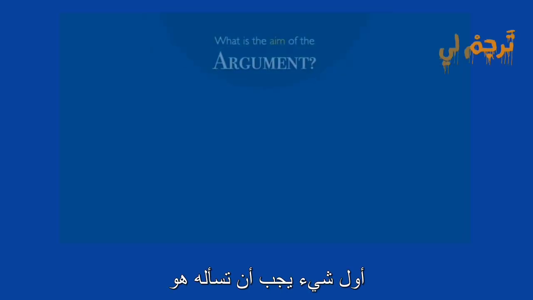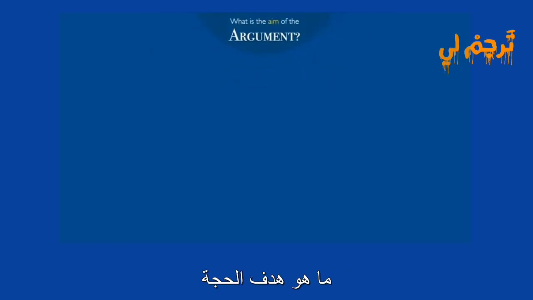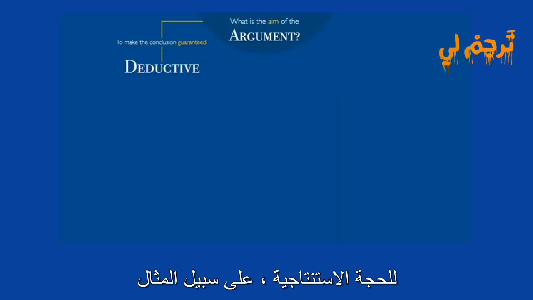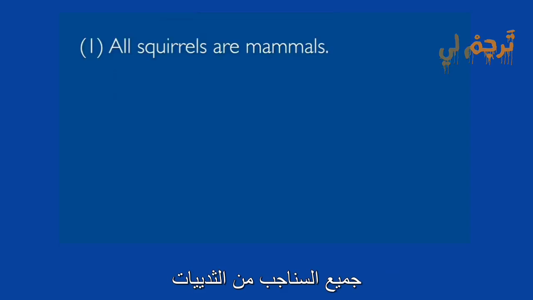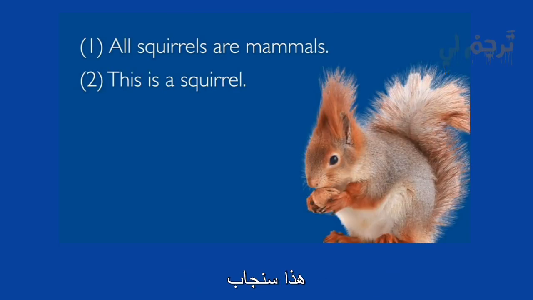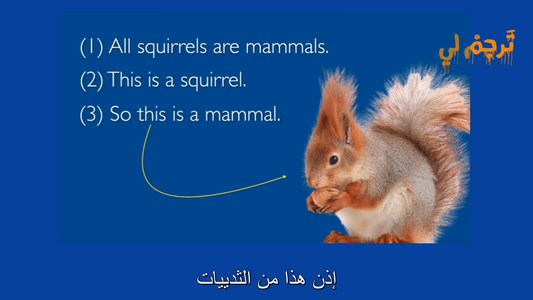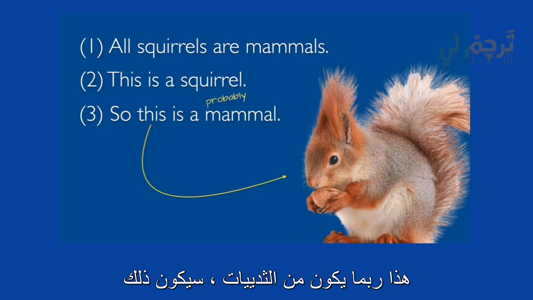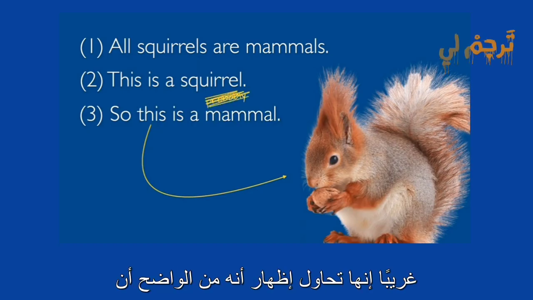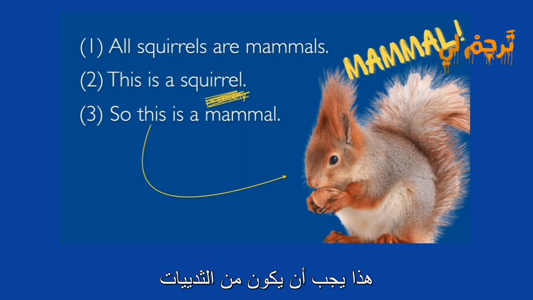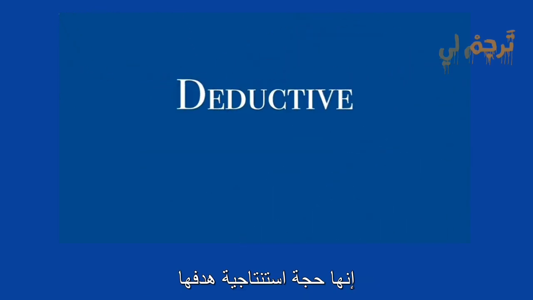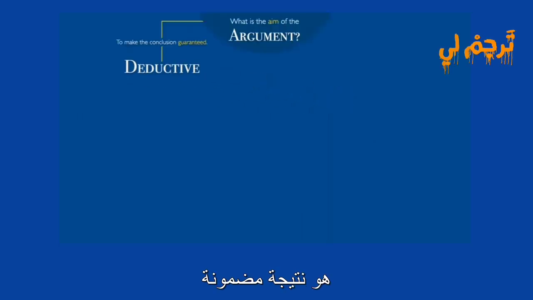The first thing to ask is, what is the aim of the argument? Some arguments try to make their conclusion guaranteed. That's the hallmark of a deductive argument. For example, all squirrels are mammals. This is a squirrel, so this is a mammal. This argument isn't trying to show that this is probably a mammal. That would be weird. It's trying to show that clearly this must be a mammal. It's a deductive argument. Its goal is a guaranteed conclusion.